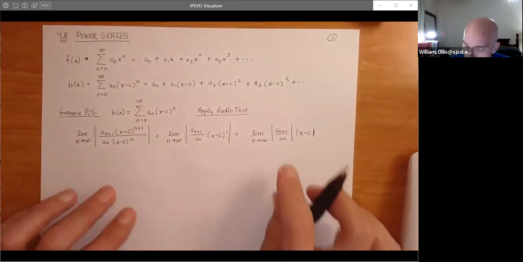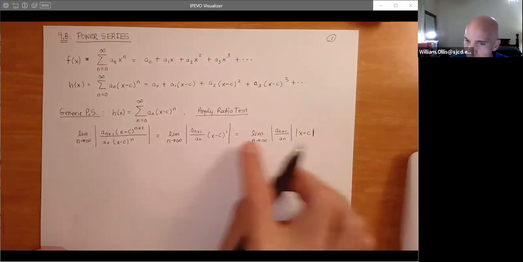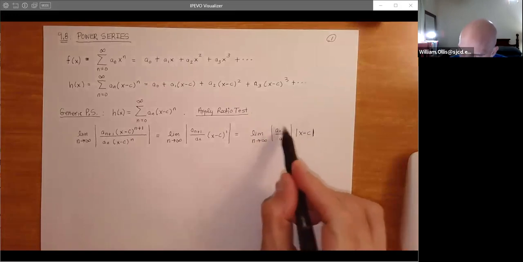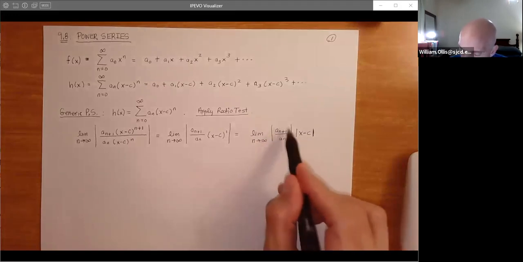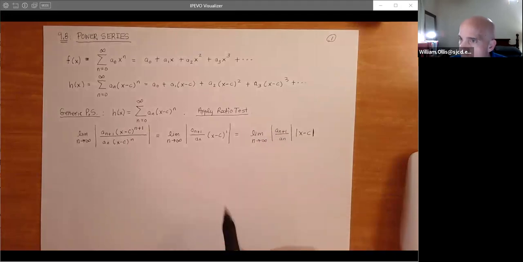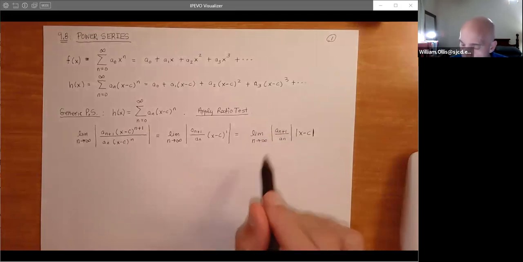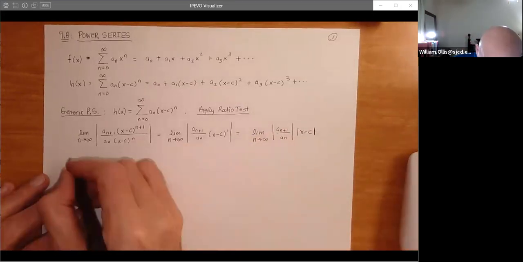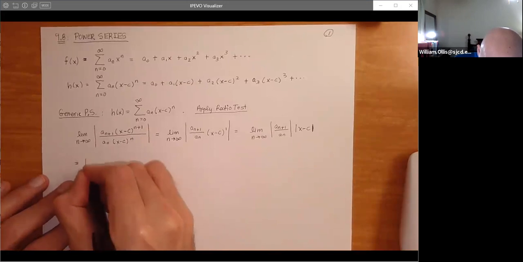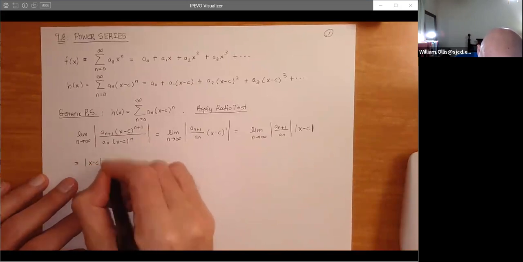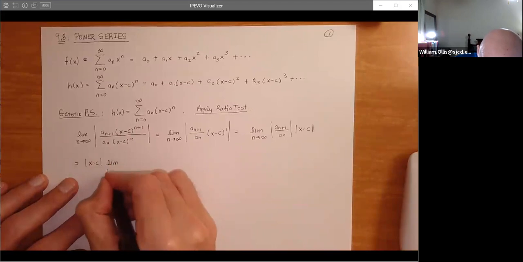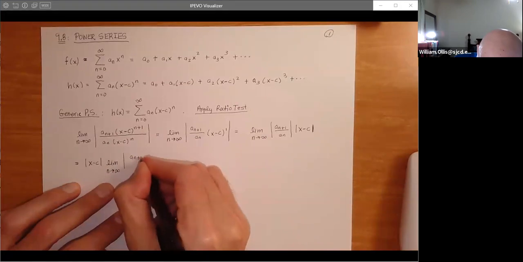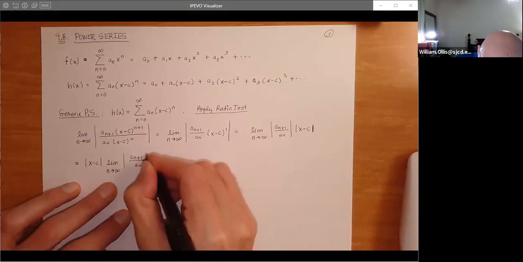All right. So when we look at this, this is kind of a general setup that we're going to do several times today. We see that this particular factor depends on n, but of course the x minus c does not. So we can factor it. So we get the absolute value of x minus c times the limit as n passes to infinity of a sub n plus 1 divided by a sub n.